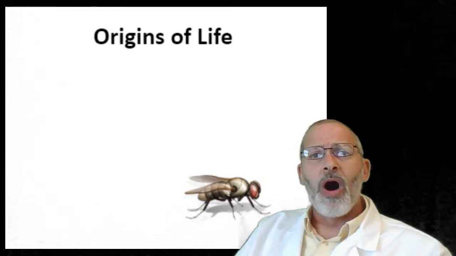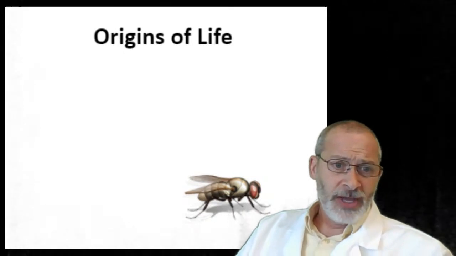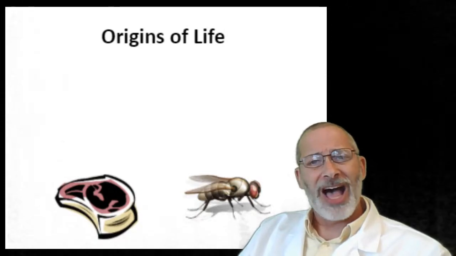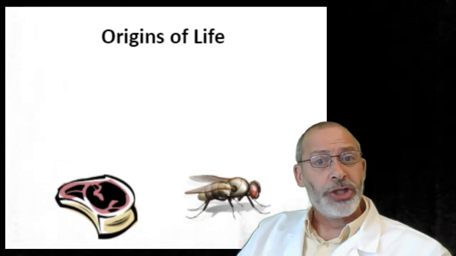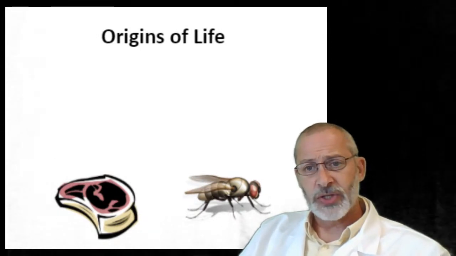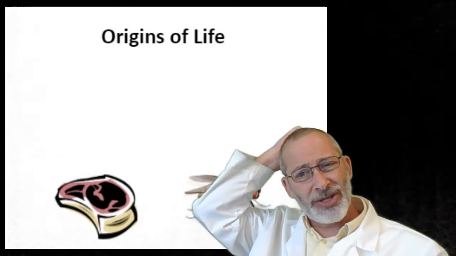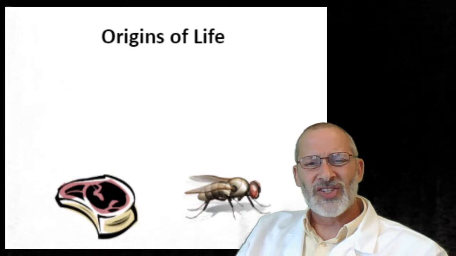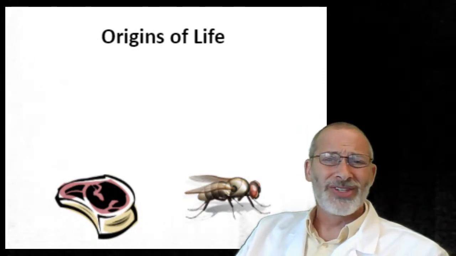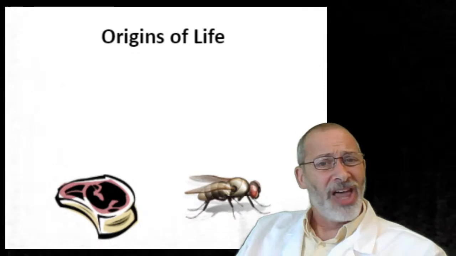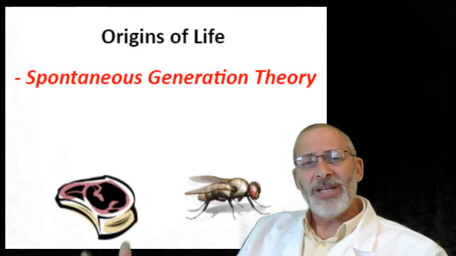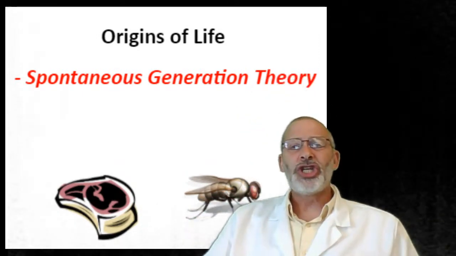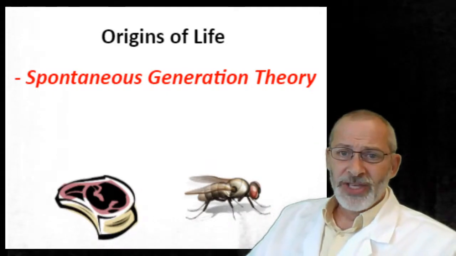Well, we're going to take a little walk through history because there was a time when people had a different idea of the origins of living things. So, as we look at this picture here, some of you might be scratching your head and saying, "Well, what does a fly and a slab of meat have to do with this discussion of the origin of life?" Well, let's talk about a theory. It's called the spontaneous generation theory.